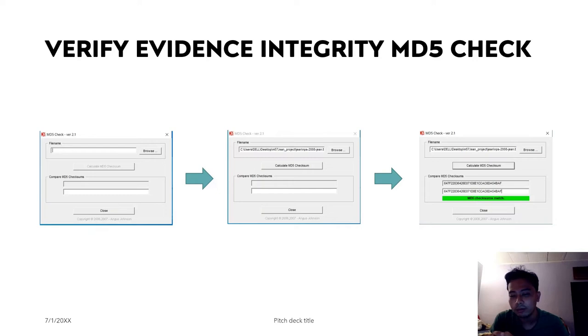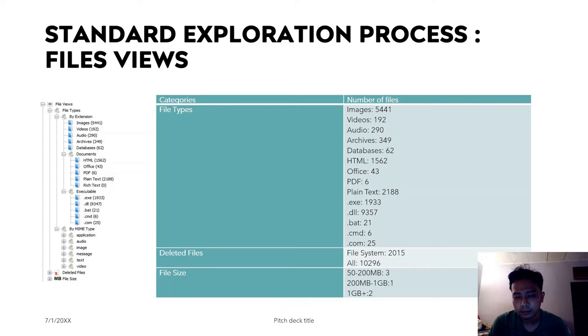In the standard exploration process, the investigator will explore the evidence files to extract as much information and structure of the evidence as possible. Autopsy is capable of automatically categorizing the image file into four separate sections: File Views, Data Artifacts, Analysis Results, and OS Accounts. Here we can see the File Views. In File Views, there are file types, deleted files, and file sizes. Here are the number of files that can be found in these categories.